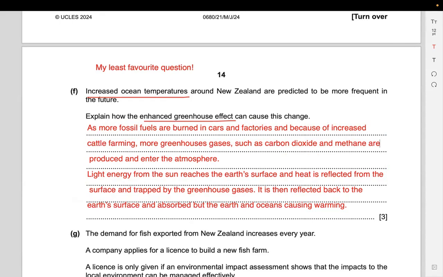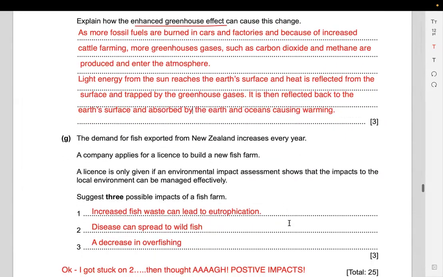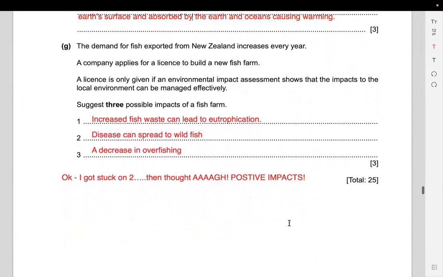Now, I've got to think of a couple of more marks here. So enhanced greenhouse effect. So I need to say what that is. So light energy from the sun coming to the Earth's surface, heat's reflected from the surface, it's trapped by the greenhouse gases, then reflected back and absorbed by the Earth and oceans, causing warming. So it's this idea that they're trapped and it's causing global warming, but that some is being reflected into the Earth's surface and the oceans and absorbed by them to cause warming. Didn't like that question.